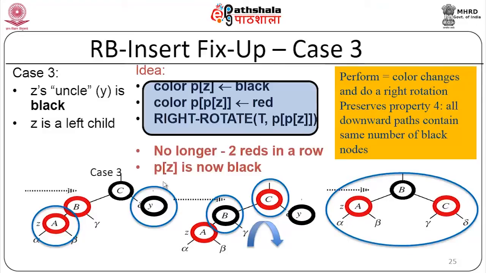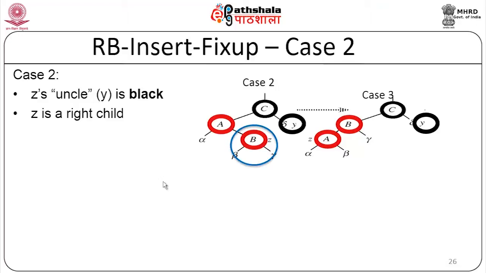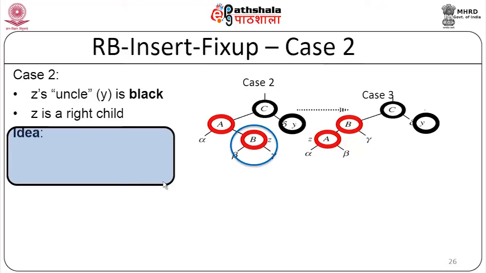So, no longer 2 reds in a row, and P of z is now black, so everything is fine. Now we go to case 2. Case 2 is z's uncle is black. So, z is the same. z's uncle is black, fine. Then z is a right child, same as before.